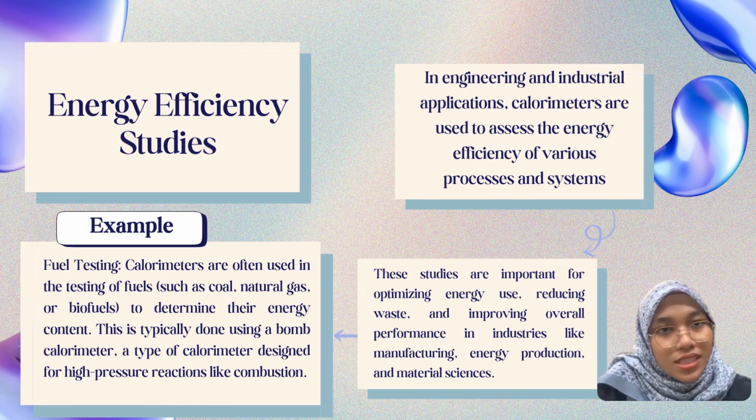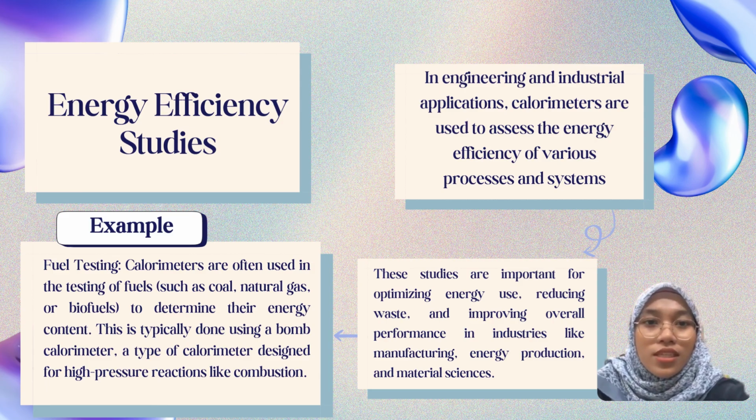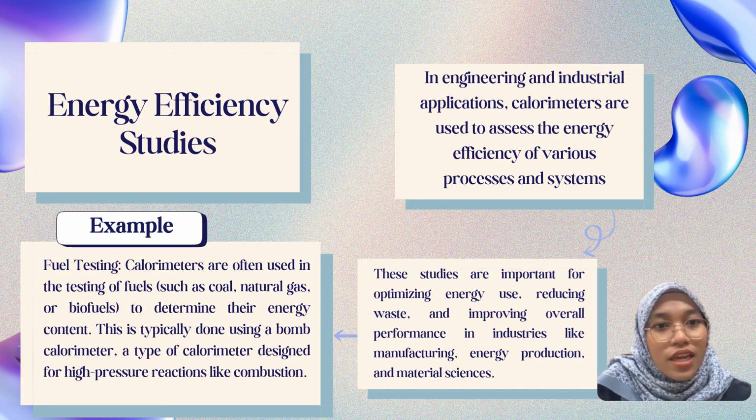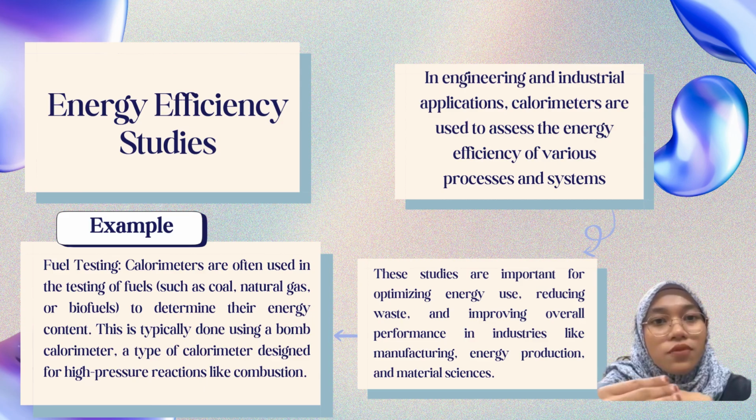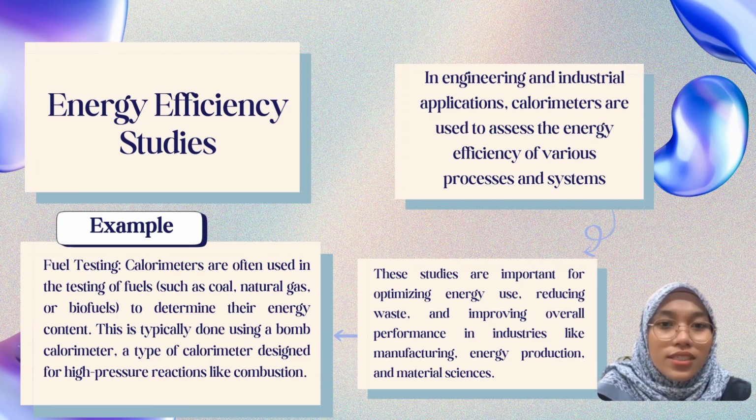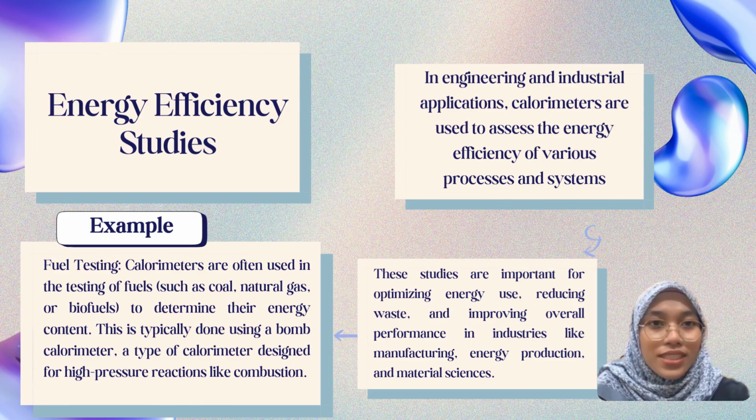About energy efficiency studies, in engineering and industrial application, calorimeters are used to assess the energy efficiency of various processes and systems. These studies are important for optimizing energy use, reducing waste, and improving overall performance in industry like manufacturing, energy production, and material science. For the example, which is fuel testing, calorimeters are often used in the testing of fuels such as coal, natural gas, or biofuels to determine their energy content. This is typically done using a bomb calorimeter. This type of calorimeter is designed for high pressure reaction like combustion.